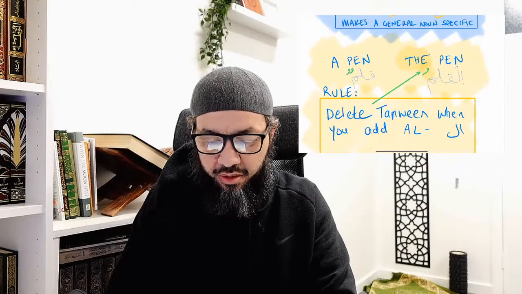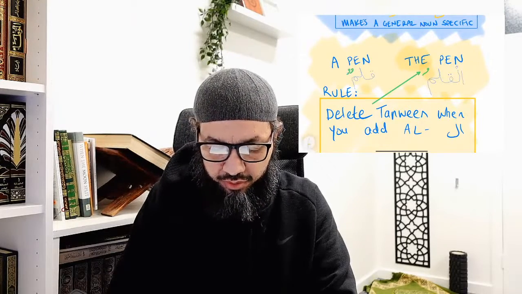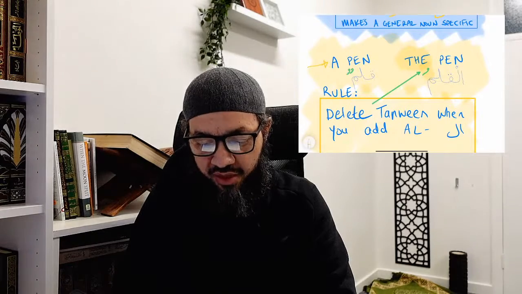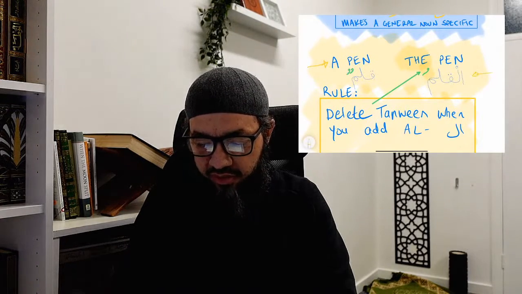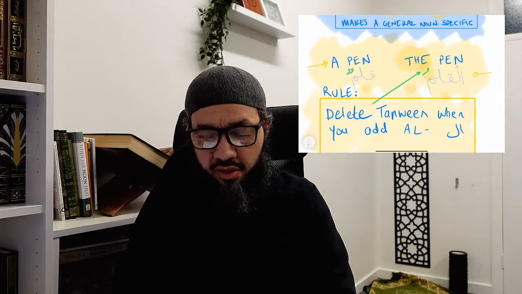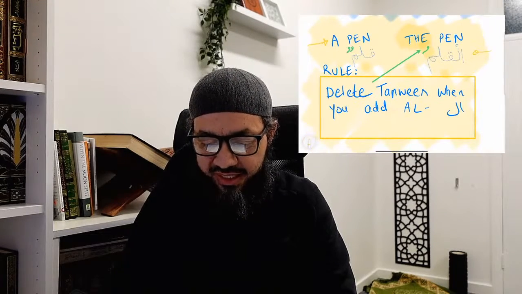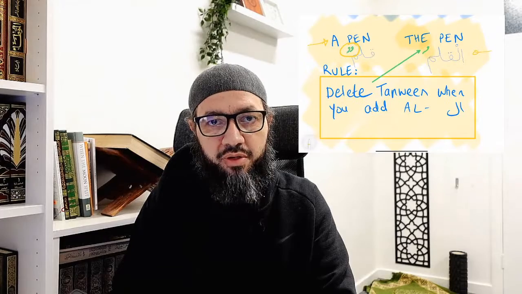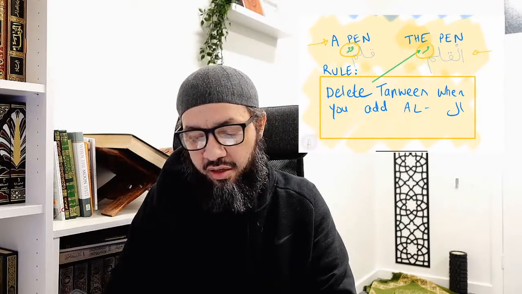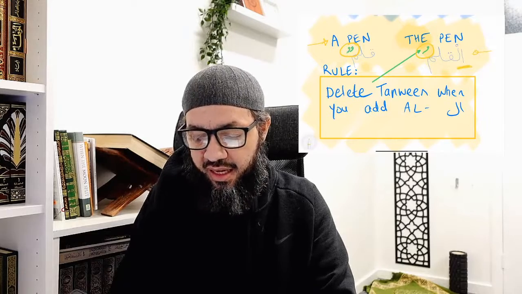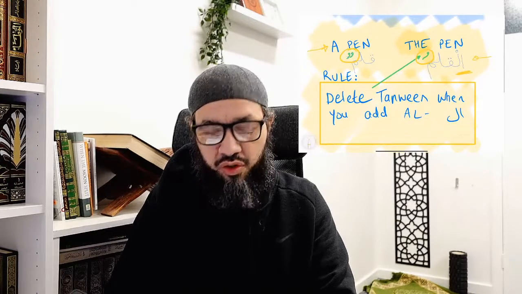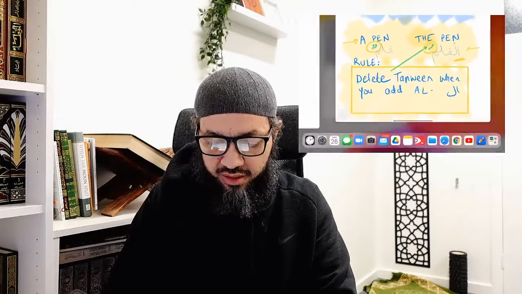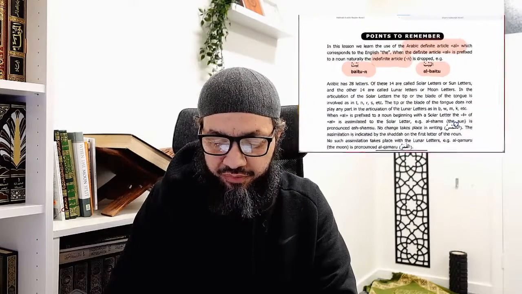So you have the word qalamun. I'm just going to point to it here. You have the word qalamun, a pen, right? And then when you add al to it on this side, as you can see, it becomes "the pen." But there's a change that happens, which is that you delete the tanween when you add al. So as you can see, the first word has 2 dhammas, tanween, and the second word only has 1 dhamma because it has al at the beginning. Okay, so that's the rule. You delete the tanween when you add al to a noun.